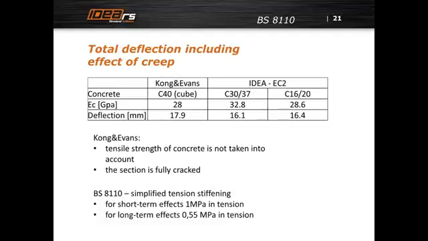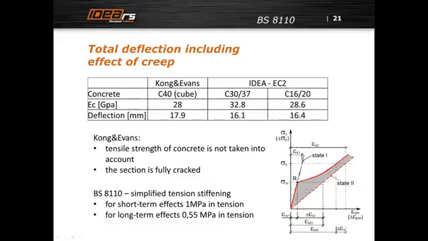In fact, I know from the past that British standard simplifies the tension stiffening effect. I would say it is a little bit illogical that, without any regard to the real stress-strain state, the British standard asks that, in case of short-term effects, we put 1 megapascal in tension in the concrete, and for long-term effects 0.55 megapascals. Contrary to this, Eurocode uses, I would say, a more sophisticated approach for the tension stiffening effect.